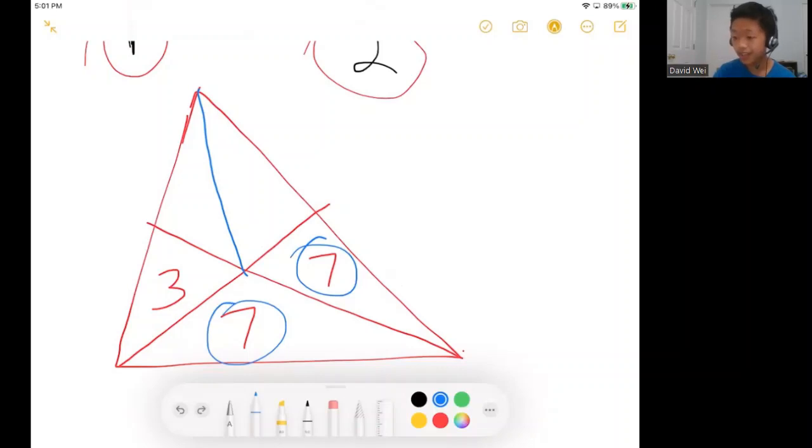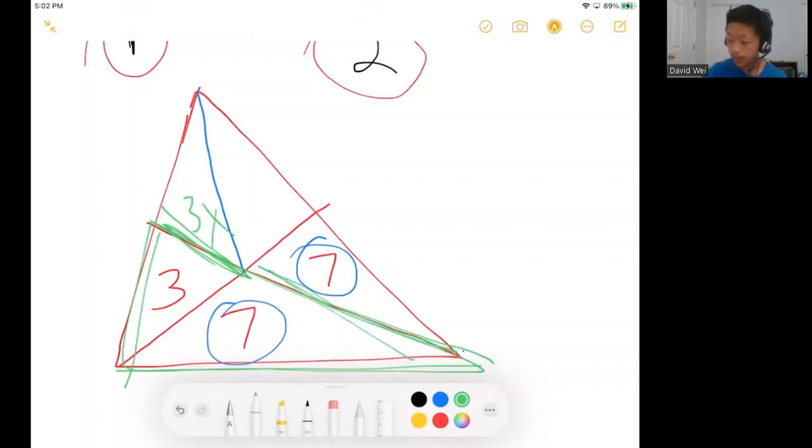Actually, let's first take a look at this triangle over here, this green triangle. We notice that the ratio of the areas is 3 to 7. By the thing we just talked about, the ratio of the bases also has to be 3 to 7. So this length has to be 3x, and this length has to be 7x.